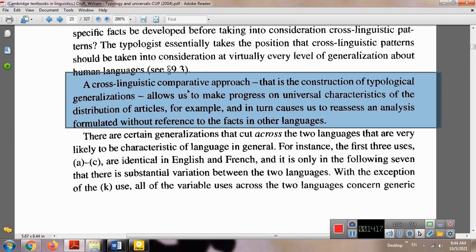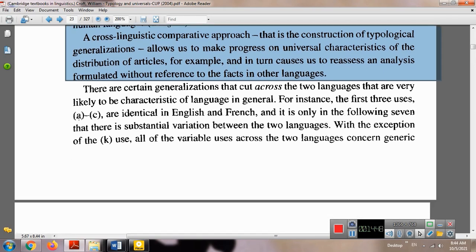A cross-linguistic comparative approach, that is, the construction of typological generalizations, allows us to make progress on a universal characteristic of the distribution of articles, for example, and in turn causes us to reassess an analysis formulated without reference to the facts in other languages. There are certain generalizations that cut across the two languages that are very likely to be characteristic of language in general.